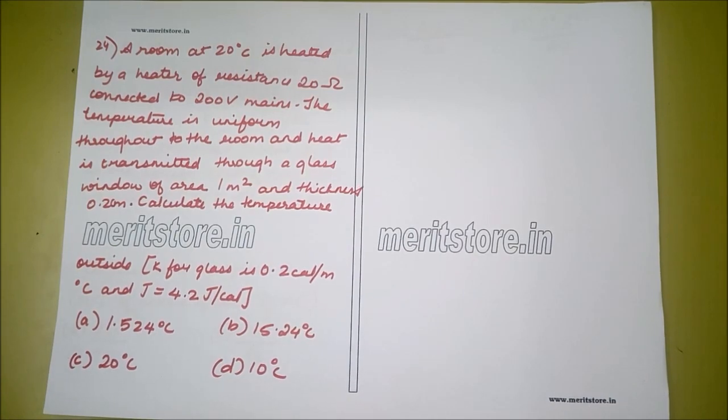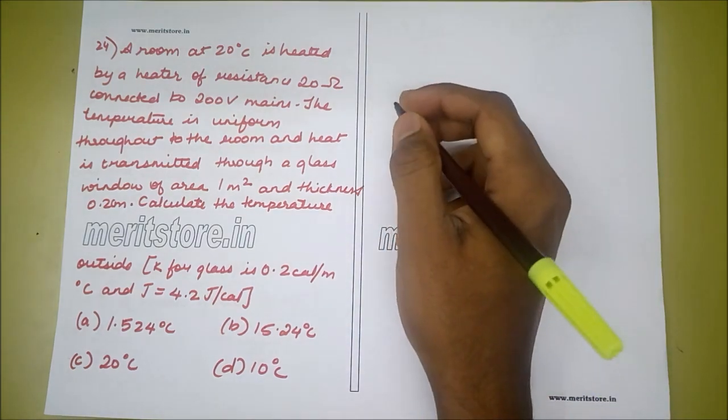A room at 20 degrees Celsius is heated by a heater of resistance 20 ohms connected to 200 volts mains. The temperature is uniform throughout the room and heat is transmitted through a glass window of area 1 meter square and thickness 0.2 centimeters. Calculate the temperature outside. The thermal conductivity for glass is given as 0.2 calories per meter degrees Celsius, and the value of 1 calorie is 4.2 joules. The options given are 1.524 degrees Celsius, 15.24 degrees Celsius, 20 degrees Celsius and 10 degrees Celsius.